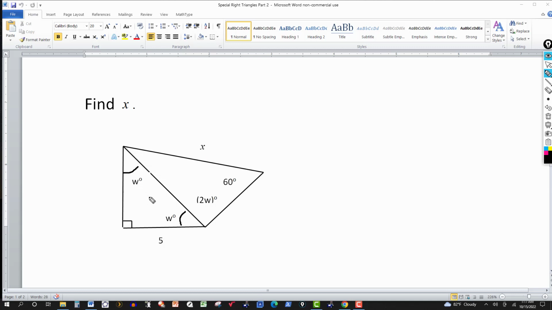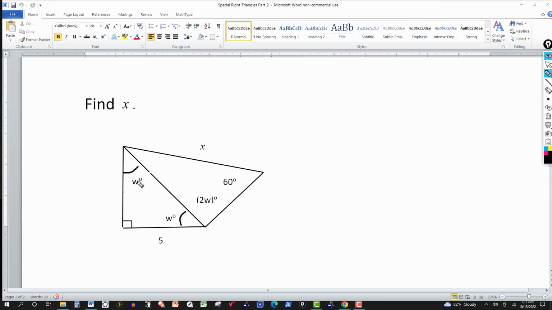So you should know that this is your 45-45 model. Because if this is 90 degrees, these two have to add up to 90 degrees, because the total number of degrees in a triangle is 180. So these have to add up to 90 degrees, and they have to have the same value. It's W degrees, it has to be 45 and 45. So now we can do this now. What do we want to find? We want to find x here.